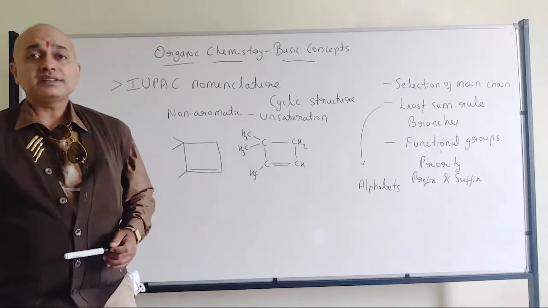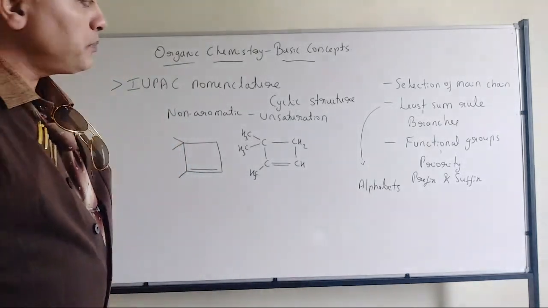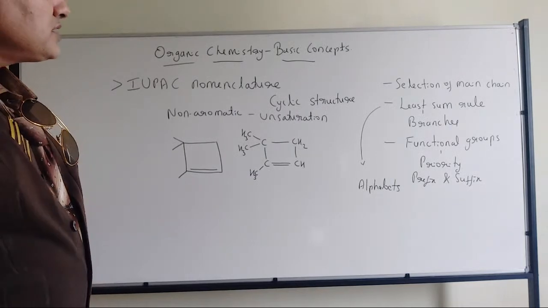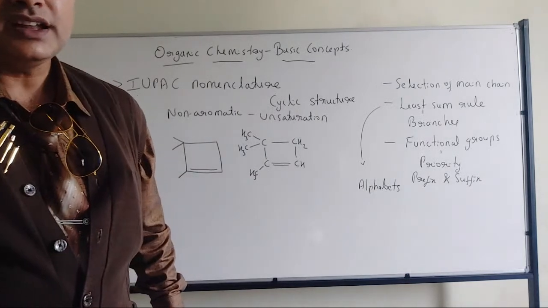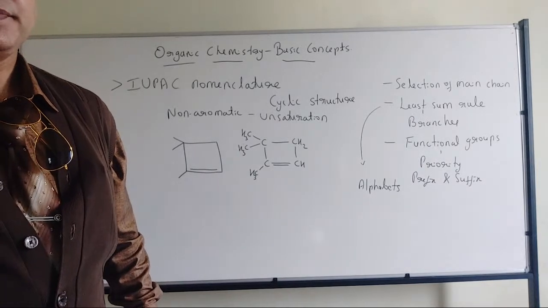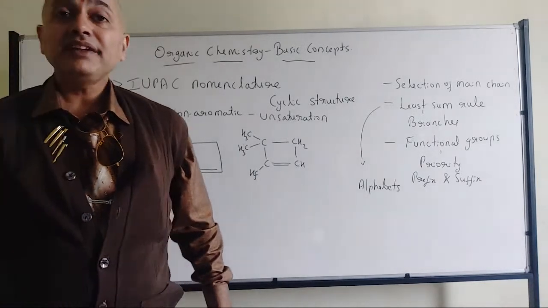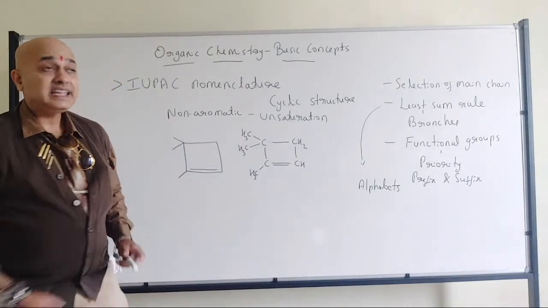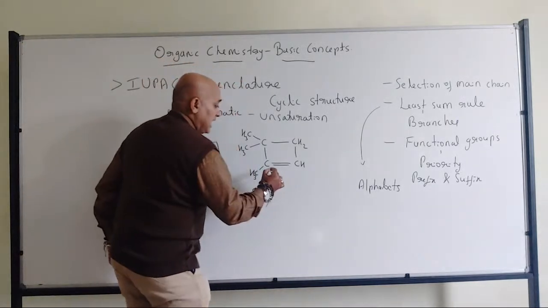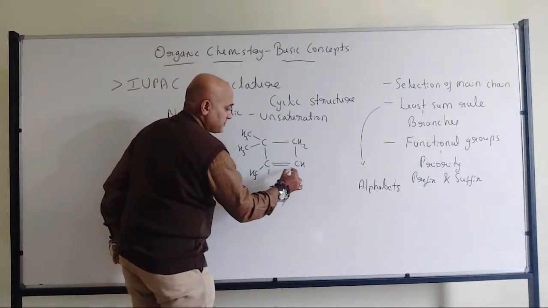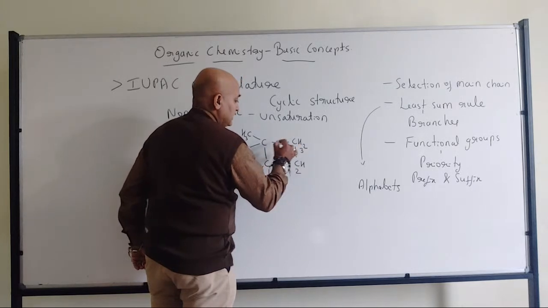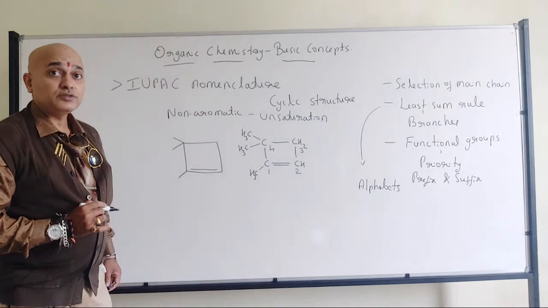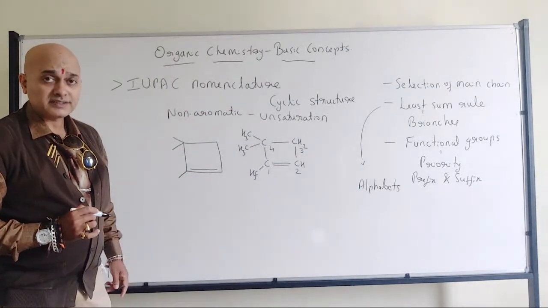Now please remember that since we are talking about cyclic structure, those carbons which are involved in the unsaturation should get the least number. Those carbons which are involved in the unsaturation should get the least number. That means I will number this one as 1, 2, 3, 4, like that, anti-clockwise.